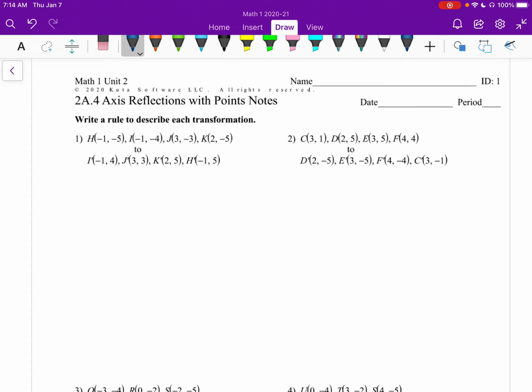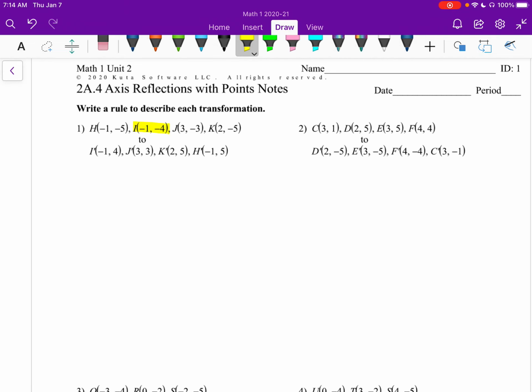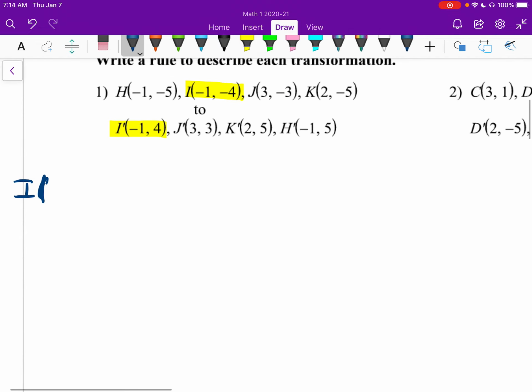Again, like last time, you don't really need all these points. Pick one. Now, notice that they're not necessarily in the same order. So I'm going to look at point I and point I prime. I'm going to write something like, well, I is, let me zoom in some, I is -1, -4. Something happens to it, and I prime turns out to be -1, 4.